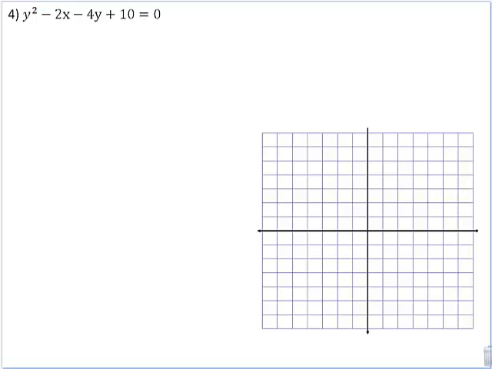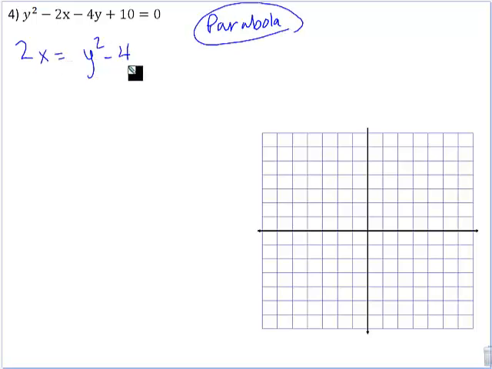Okay, so only the y is squared, so we have to get the x alone. Adding the 2x is a good first step. So we have a parabola. So we have 2x is then equal to y squared minus 4y. We know we're going to have to complete the square there, so we might as well set it up to do that, and then plus 10.